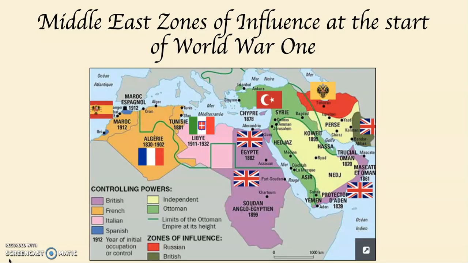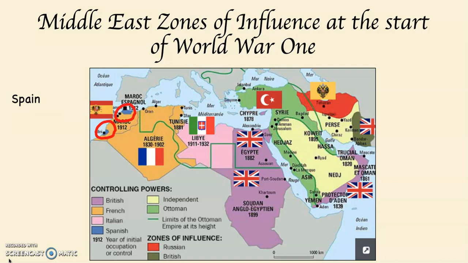This map illustrates the various powers controlling and operating in the Middle East and North Africa at the time the war was beginning. Here's who the players were, but before I go through them, notice who does not control most of the area. The indigenous people of the area have very little control over their own landscape.